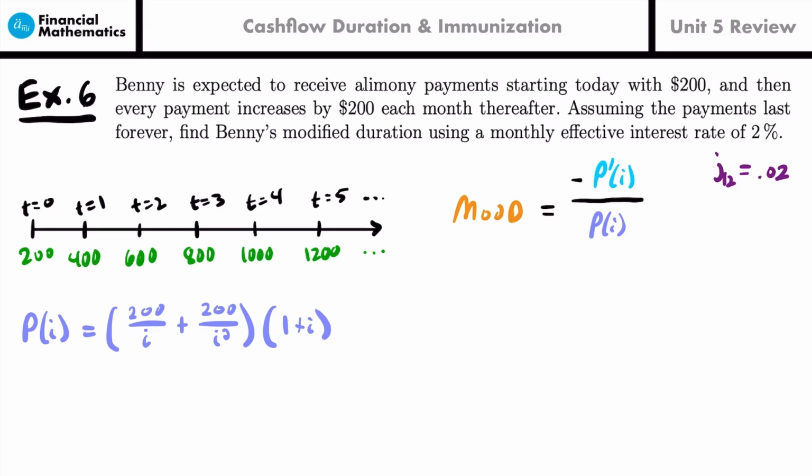But I'm going to try to simplify this function a little bit before I take its derivative. That way I don't have to use the product rule. What I'm going to do is multiply 1 plus i by each of these terms. And I'm also going to pull 200 out of these two terms for now. So this is what we'll get.